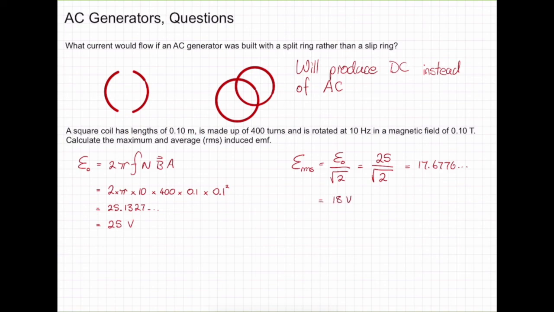So from this we have determined what the average, the root mean squared, and the maximum EMF produced by this generator is going to be. In summary, this video has briefly talked about the differences between AC and DC generators, as well as calculated the maximum and root mean squared of a generator.